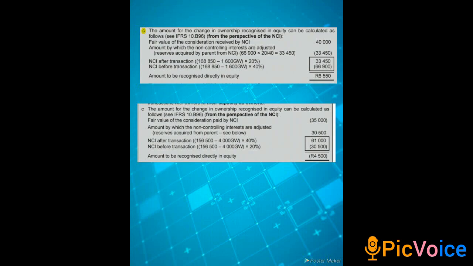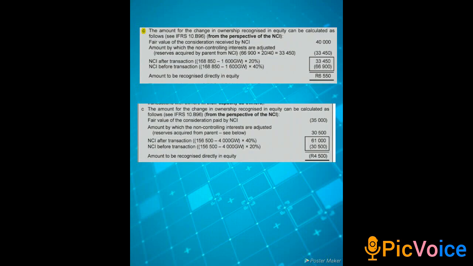Now, what this simply means is that when there's a change in ownership based on the fact that there was an increase in the interest held by the parent or there was a decrease in the interest held by the parent, there will be an effect on the NCI. I have 2 examples that I want to show you.